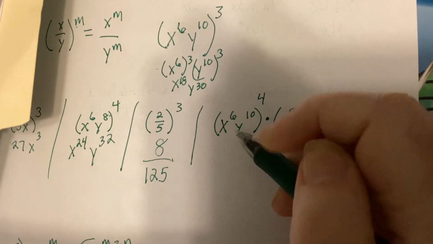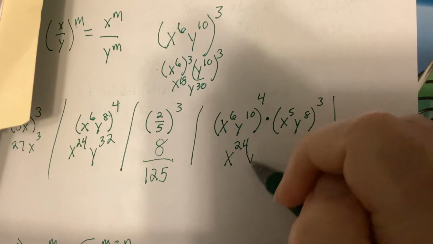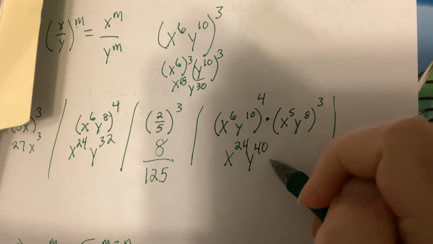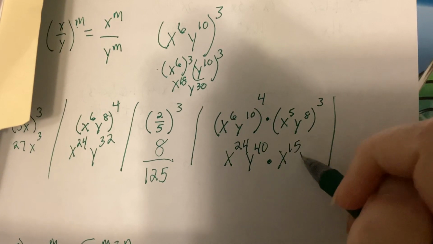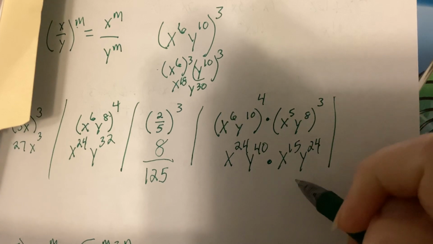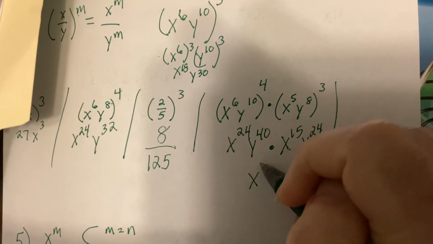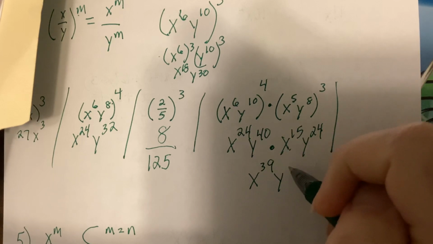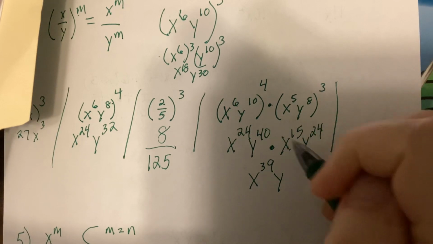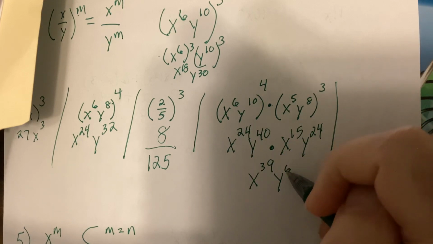Now this one, if you remember the order of operations, you must do powers before you do multiplying. So we have to do this section first, x to the 24th, y to the 40th, and we're going to multiply that to this section, x to the 15th, y to the 24th. Then when you multiply two things same base, you add the powers. Now, we could put parentheses here, and that does represent multiplication too, but I put a little multiplication there.